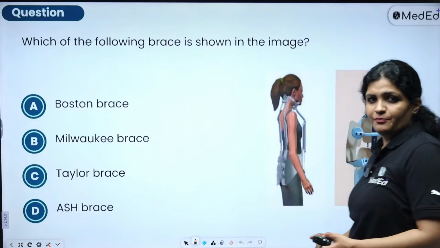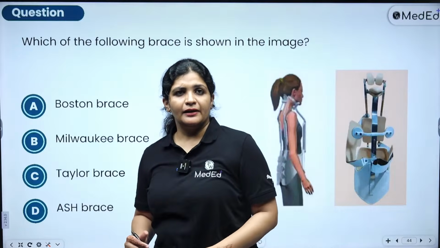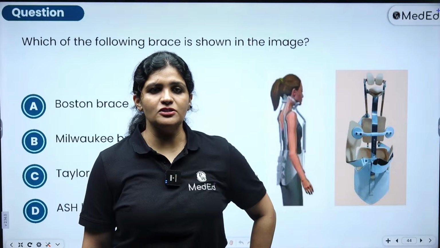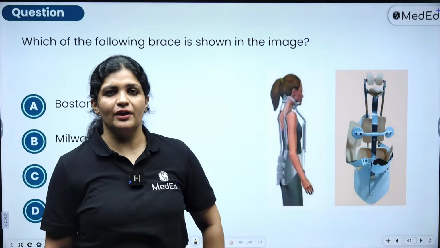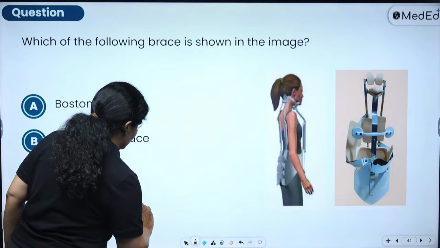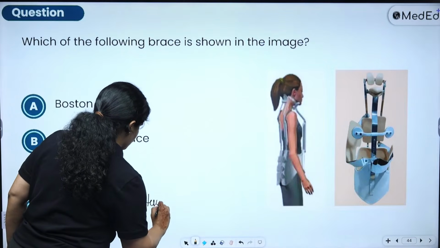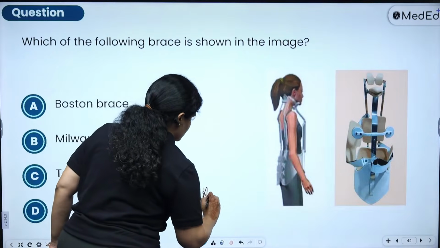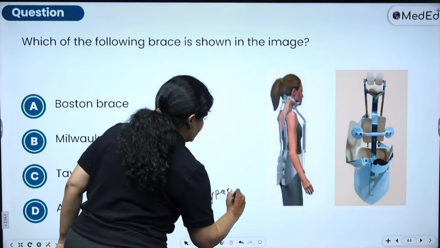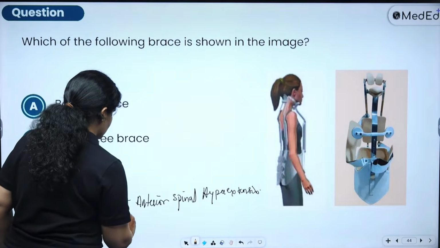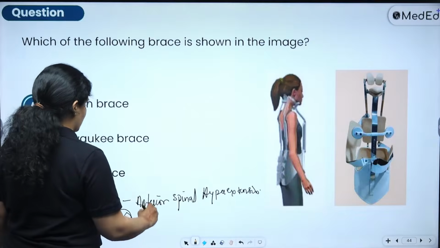So which type of brace is this? Is this the Milwaukee brace, Boston brace, Taylor's brace or Ash brace? What is the Ash brace? Ash is an anterior spinal hyperextension brace, so it will prevent hyperextension, right? So this is not your Ash brace. It is present on the anterior aspect.